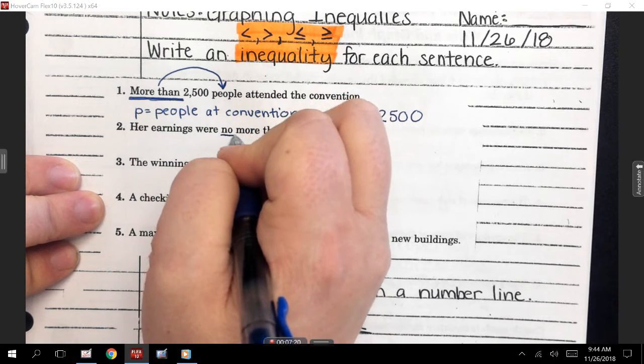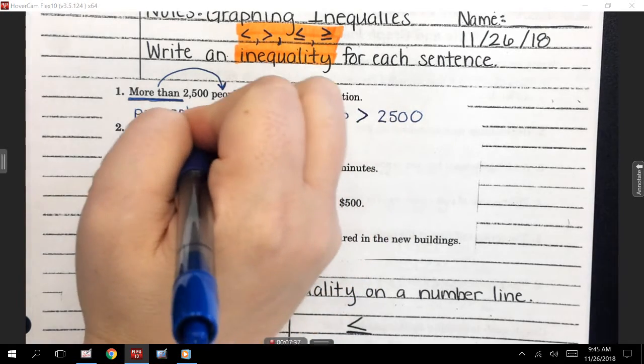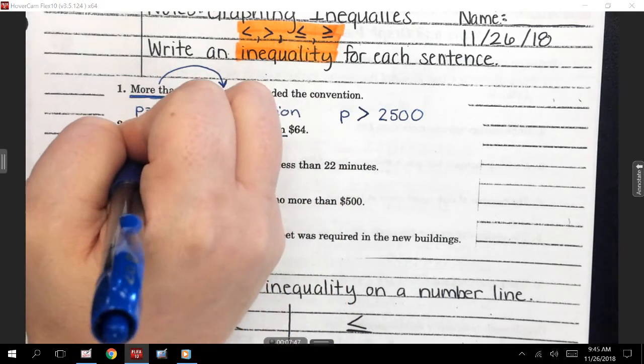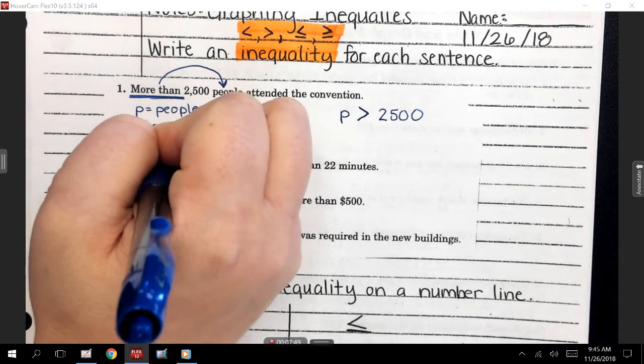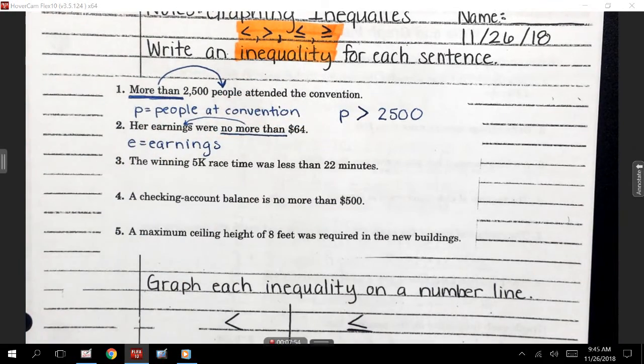No more than. And guys, that no is going to be really important because that's telling me it's actually the opposite of more than, right? So it's the exact opposite of more than. Okay, so what was it that cannot be more than? What is it that cannot be more than the $64? Savannah? Her earnings. So my variable is going to be? Keaton? E for her earnings. Not earrings. Okay. E for her earnings.